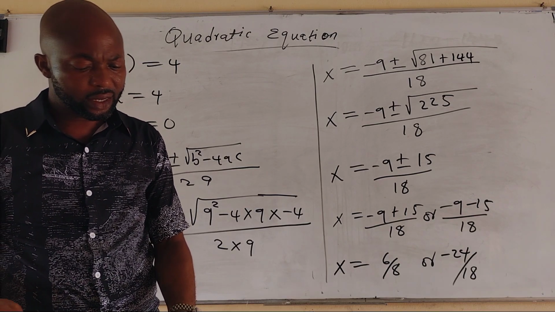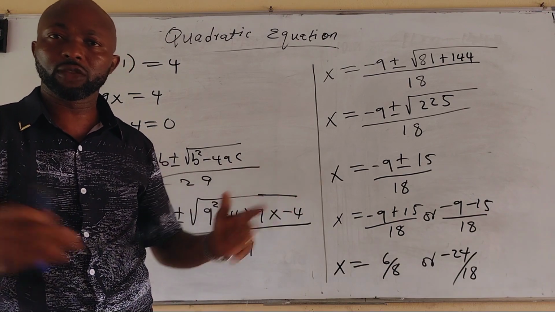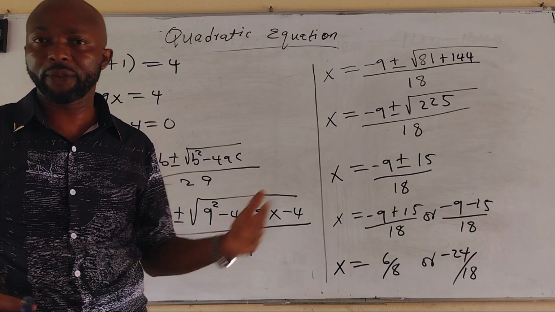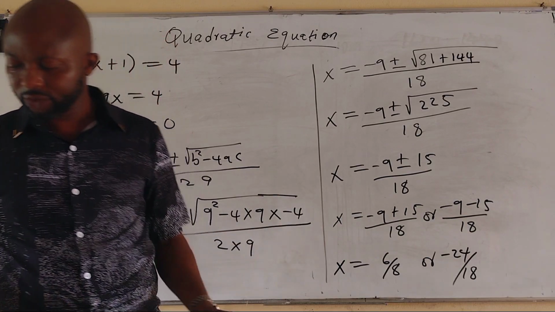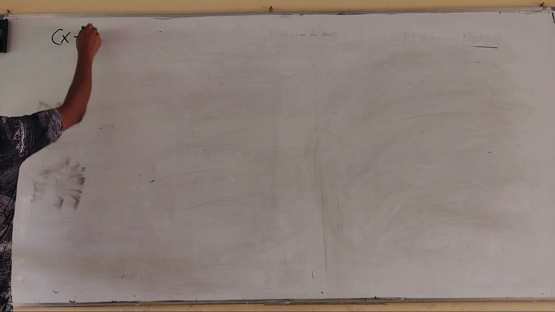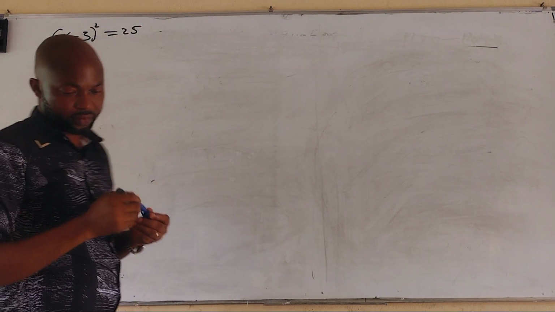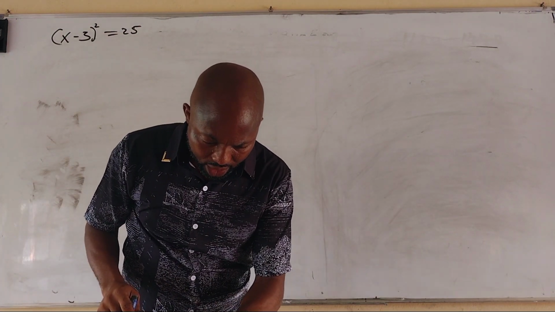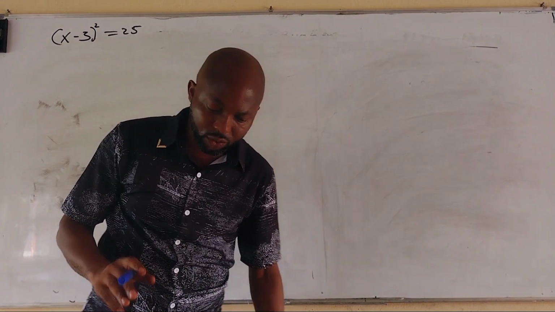So let's say x minus 3 squared equals 25. We're going to use the two methods to solve. I'll factorize it, and at the same time I'll use the formula method, okay? So the question is x minus 3 squared. So I have x minus 3 squared is equal to 25.